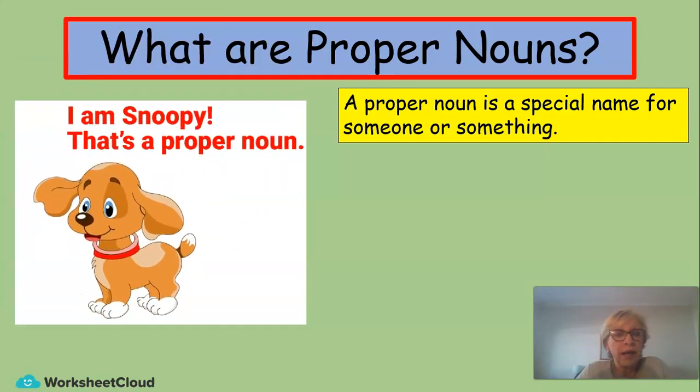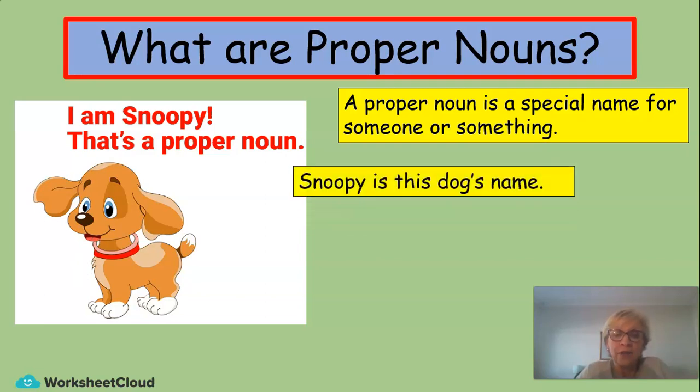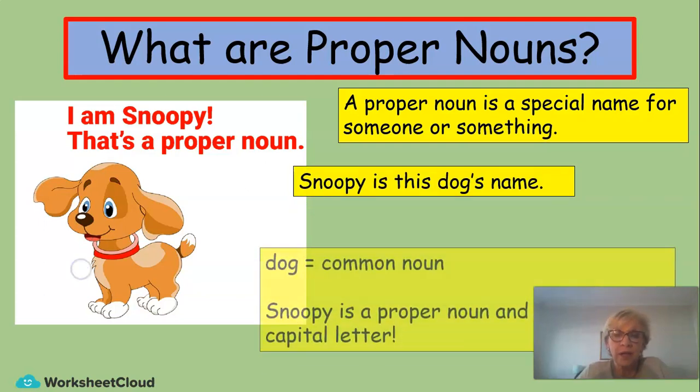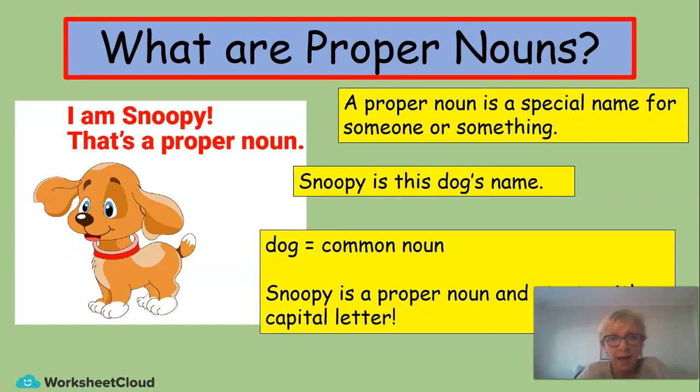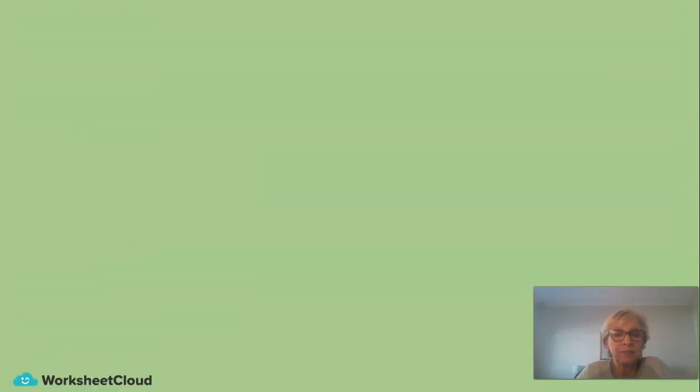And talking about animals, here comes Snoopy. Snoopy's name is Snoopy, obviously. That's a proper noun. That's his real special noun. Snoopy is this dog's name, and Snoopy is a proper noun because it starts with a capital. It's a special name. The word dog is just a common noun, but Snoopy is a proper noun and starts with a capital letter.